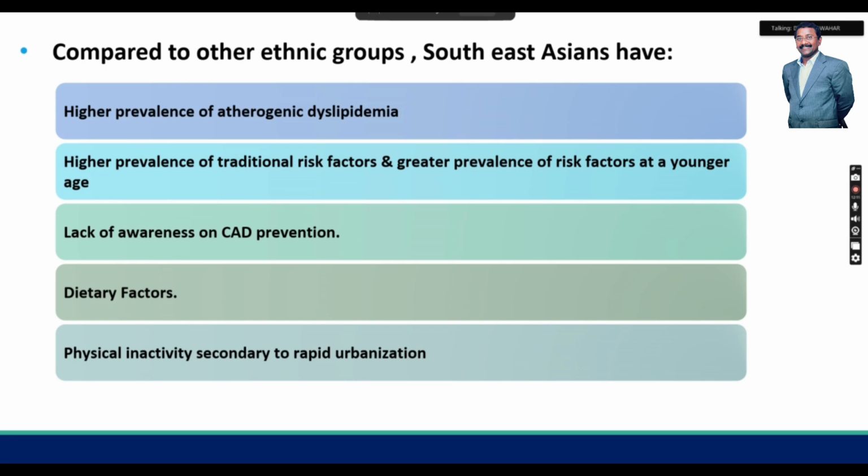Physical inactivity, secondary to rapid urbanization, is an important risk factor. To understand clearly, simple sitting is equivalent to smoking. So the risk of smoking is equivalent to the risk of sitting. That means we have to always walk a while. That is very, very important. Otherwise, physical inactivity itself is a big risk factor. Everyone has to do at least 10 to 15,000 steps a day.